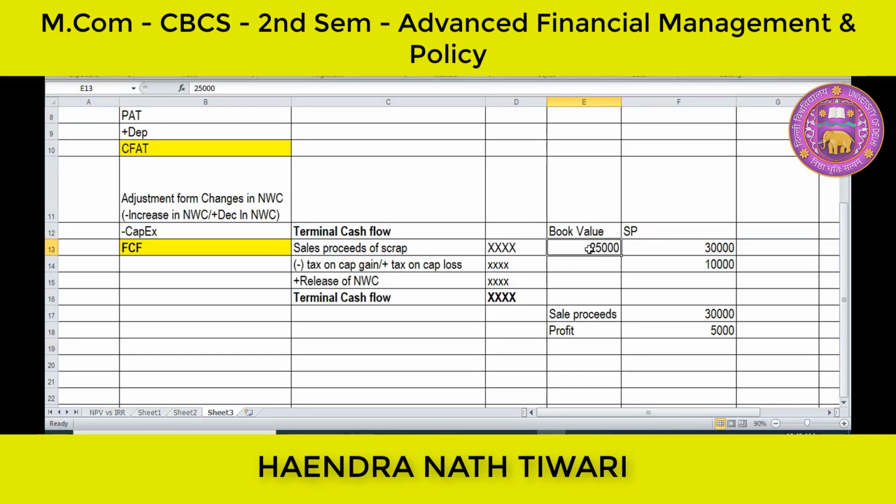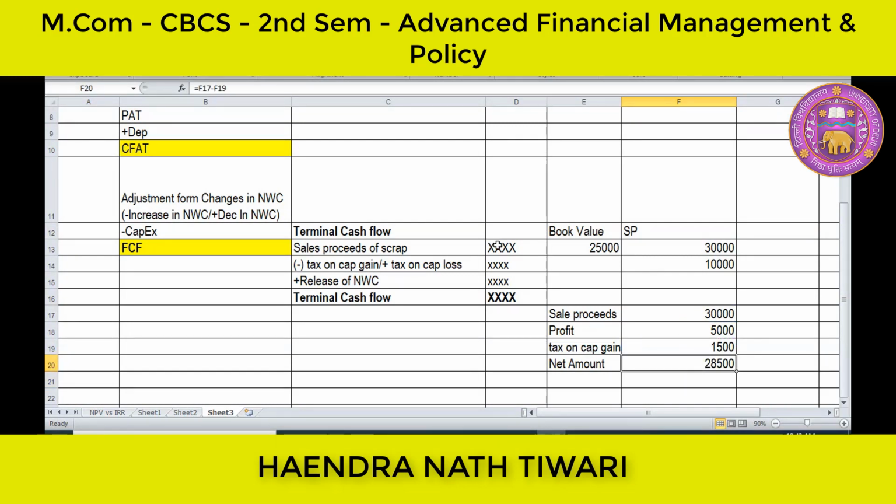25,000 is the book value. Had it been sold for 25,000, no profit, no loss. Because it is sold for 30,000, there is a profit of rupees 5,000. So on this amount, there will be tax liability. This is tax on capital gain. The tax on capital gain is here 30%, that is 1,500. So what is the net amount you got? Received 30,000, but you paid 1,500. So ultimately the net amount available to you is 28,500.